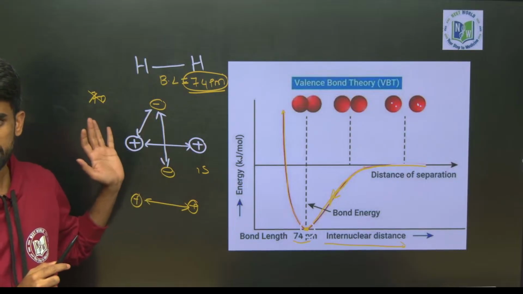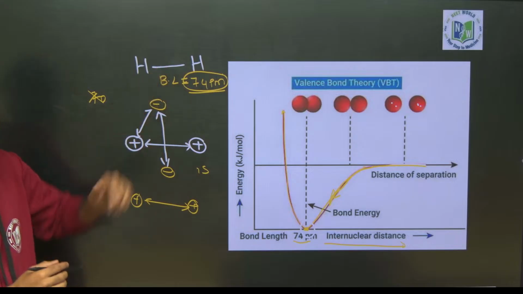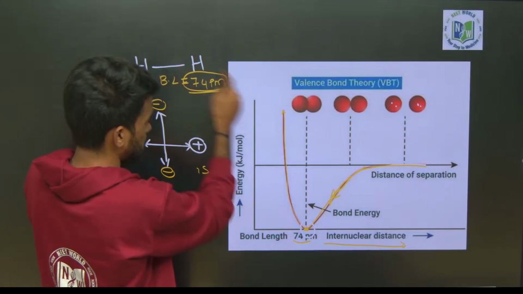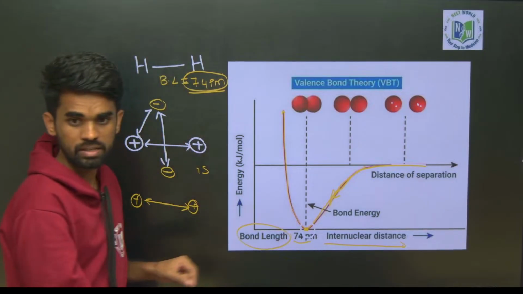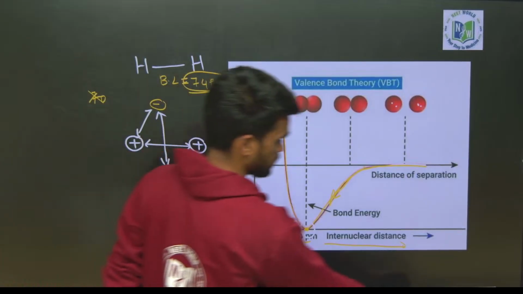Is that clear? 74 picometers, the radius of the molecule? Yeah, radius in the molecule. The atomic radius of hydrogen? No, that is a bond length, not a radius. Bond length it is, the complete distance, like the full length. Okay, right.